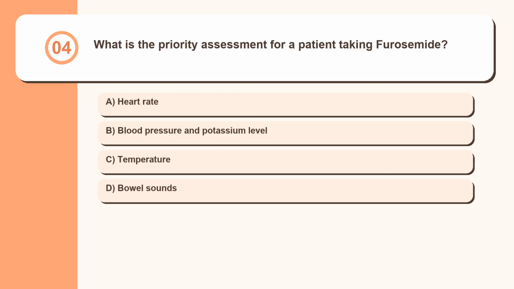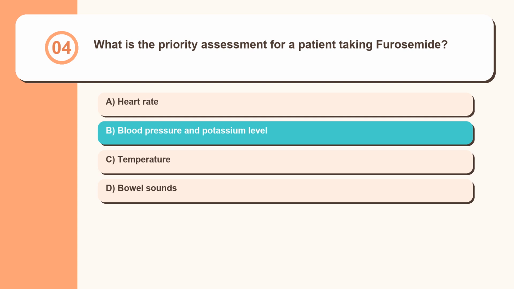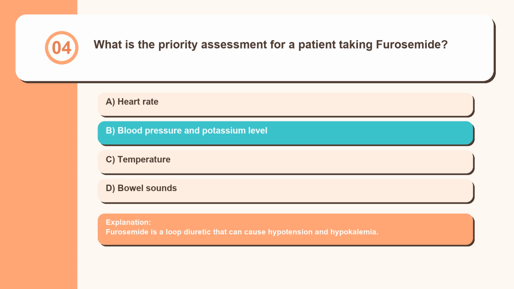Question 4. What is the priority assessment for a patient taking furosemide? Heart rate, blood pressure and potassium level, temperature, bowel sounds. Furosemide is a loop diuretic that can cause hypotension and hypokalemia.